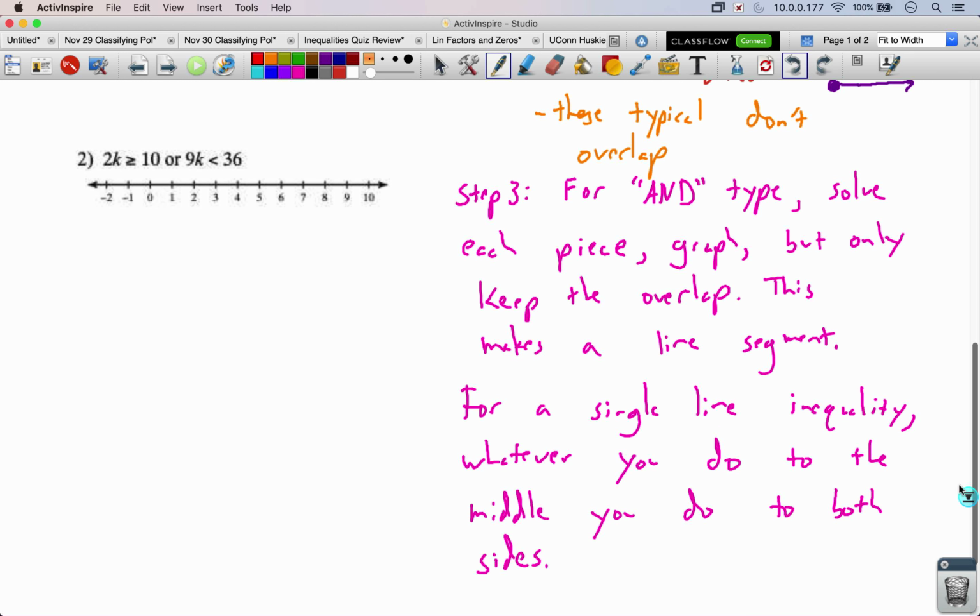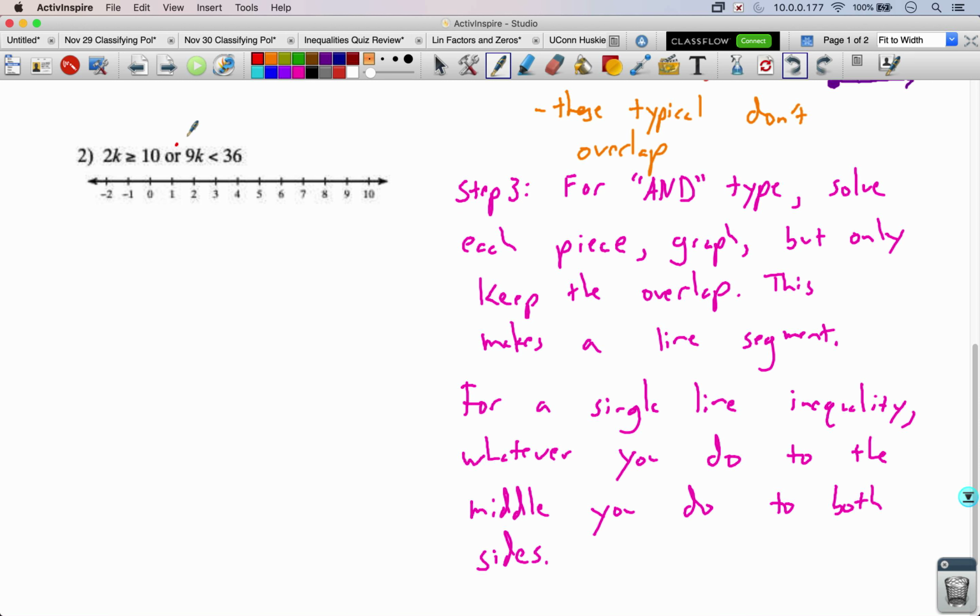All right, problem number 2. This is an OR type. So here I'm going to solve these inequalities separately. 2k is greater than or equal to 10. 9k is less than 36. This one here, divide both sides by 2. We get k is greater than or equal to 5. Over here, divide both sides by 9. We get k is less than 4.